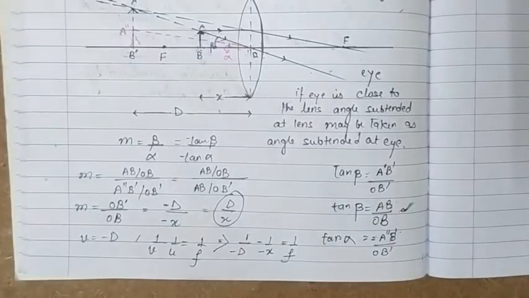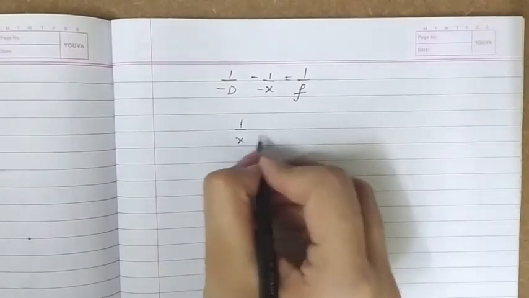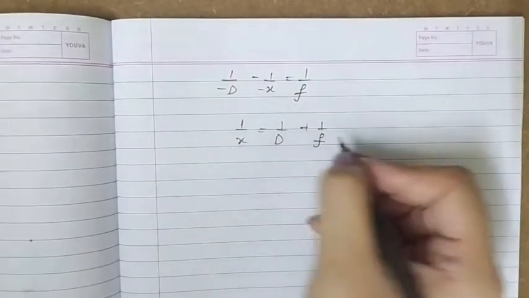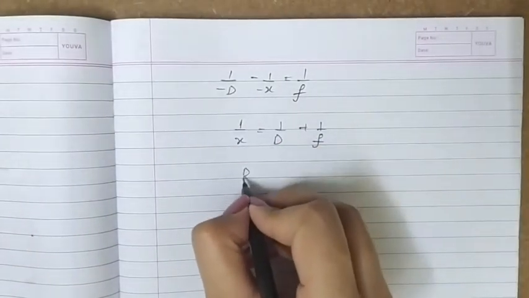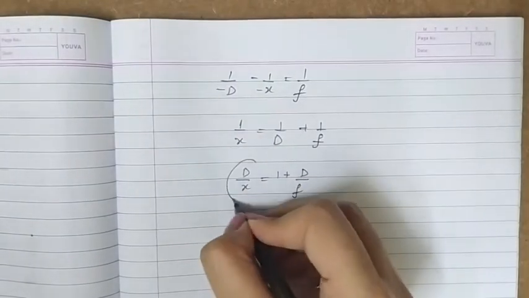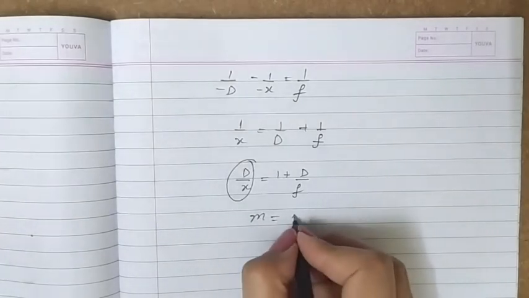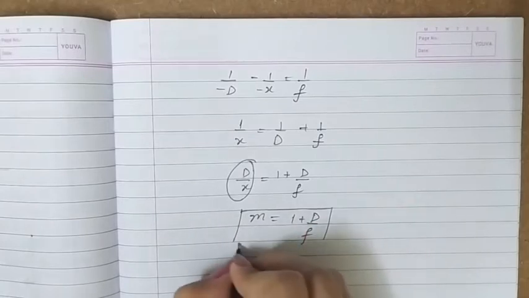Let's solve this. On solving, we get 1 upon X is equal to 1 upon D plus 1 upon F, or by multiplying the equation by D, we get D upon X is equal to 1 plus D upon F, and this D upon X is actually the magnifying power we have just proved. So M is equal to 1 plus D upon F for a simple microscope in case 1.